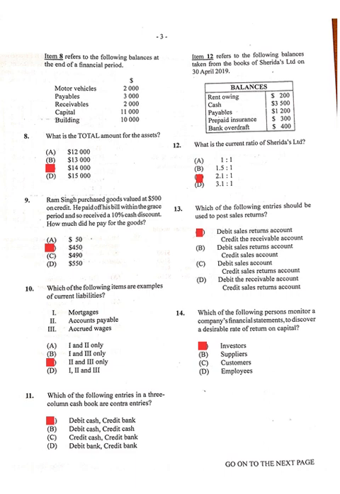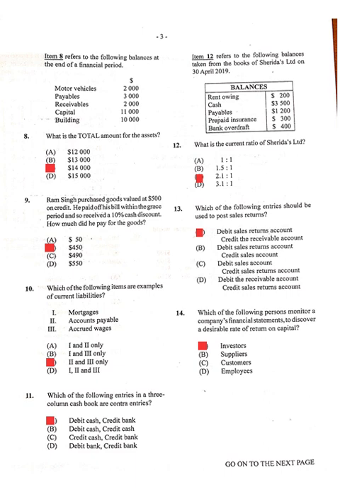Number 10. Which of the following items are examples of current liabilities? We have 1. Mortgage. 2. Accounts payable. 3. Accrued wages. Of course, a mortgage takes a long time, more than a year, to be repaid, and so it is not a current liability. So 2 and 3, so the answer is C. 2 and 3 only.